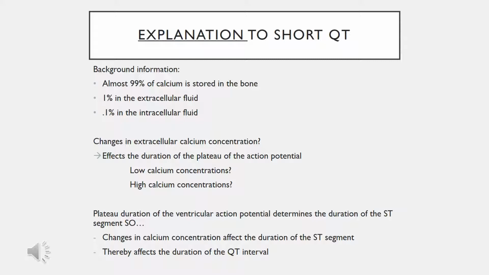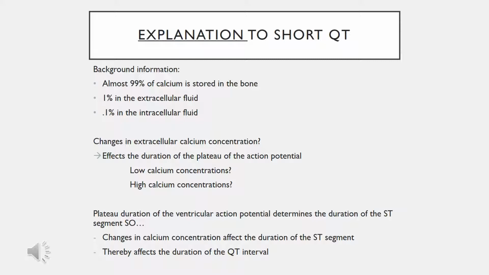Now we're going to do an explanation of that short QT interval. So some background information before we begin. Almost 99% of calcium is stored in the bone, 1% in the extracellular fluid, 0.1% in the intracellular fluid. 50% of total calcium is in plasma, and this is in the ionized form, which is the form that has biological activity at cell membranes.